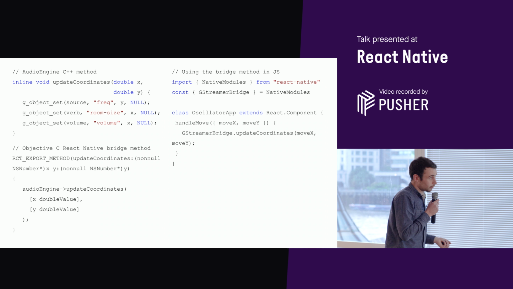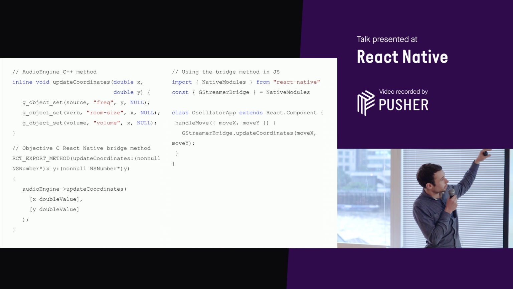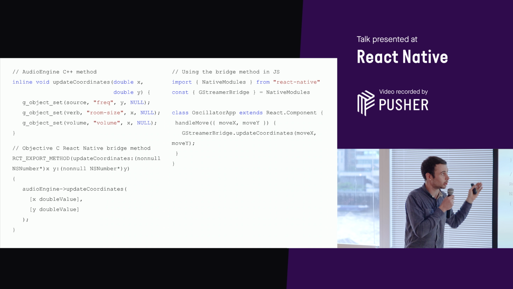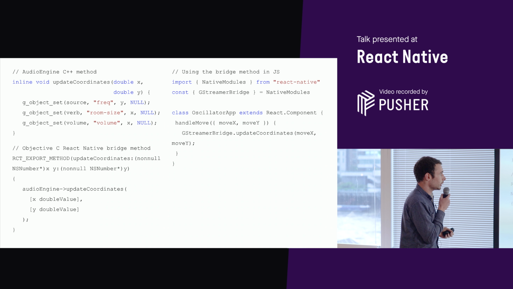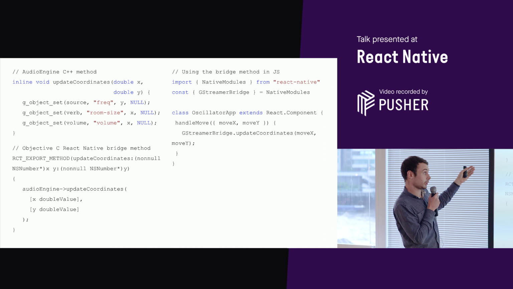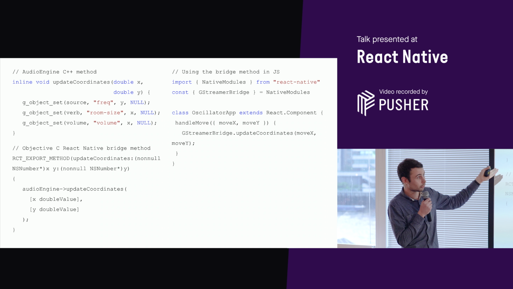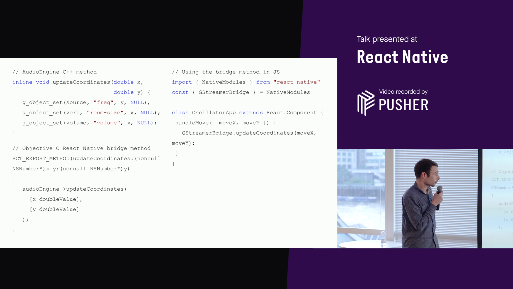So this is a small part of the app that I've just shown you. Over here, we've got a C++ method called update coordinates. I couldn't quite figure out what else to call it. It's kind of bound to the UI there, but it takes the X and Y from the position on the screen and passes it into the engine. So using the X and Y data, which is passed through the bridge, it's setting the frequency, setting the room size on the reverb, setting the volume.